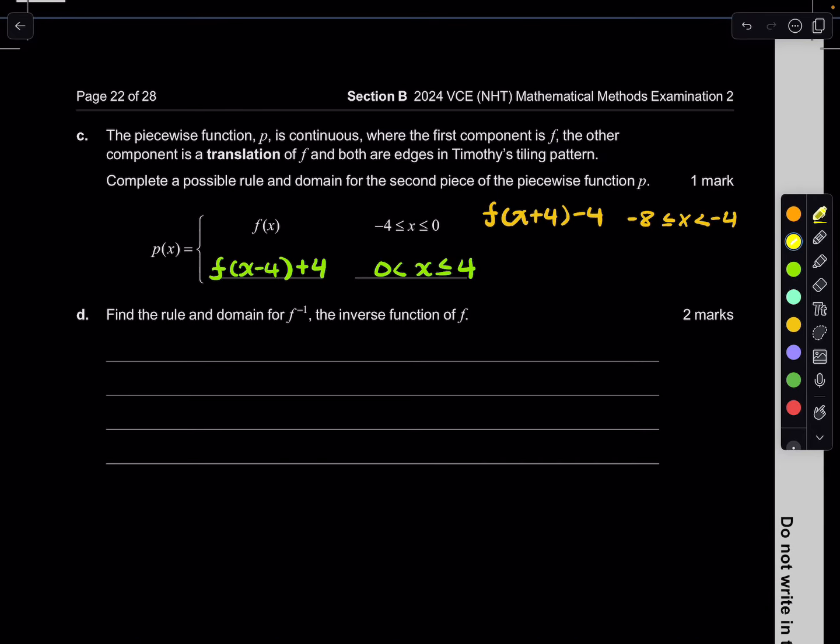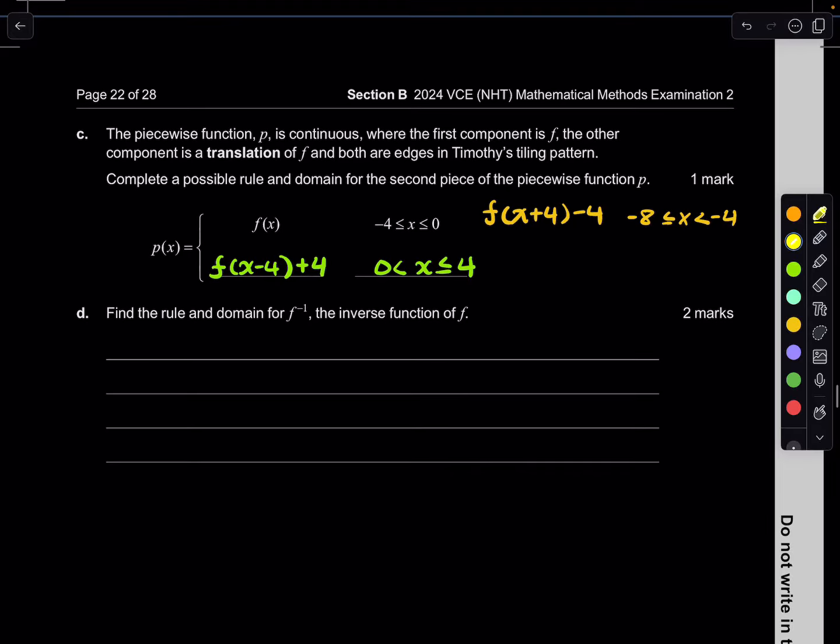D, find the rule and the domain of the inverse function of f. This is so easy. You can do this with the CAS so quickly because it's 2 marks. You need to show some working out. So I'm going to do it by hand now, and then I'll also do it by CAS, which is quicker. What we just need to do is let f of x equal y, and swap x and y. That's what you need to say in the statement. And now let's do it.